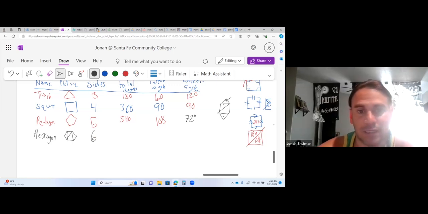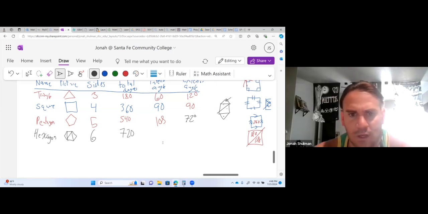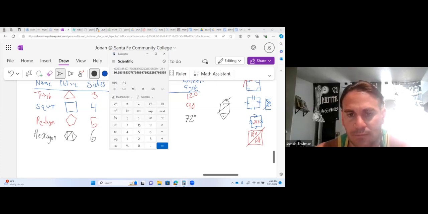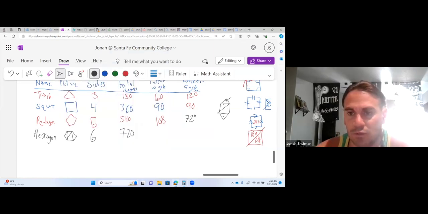So it's 6 sides. 720, right? 540 plus 180, 720. We are going to divide this by how many sides? 1, 2, 3, 4, 5, 6. So 6 goes into 720 once, twice, 120 degrees. So if one of these is 120, the outside has to be 60.